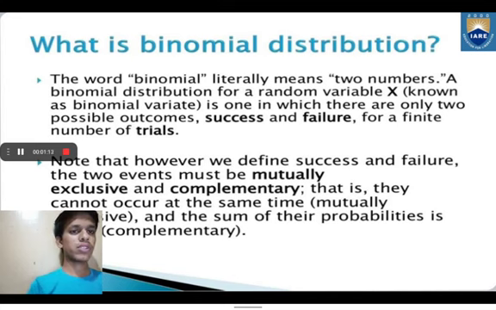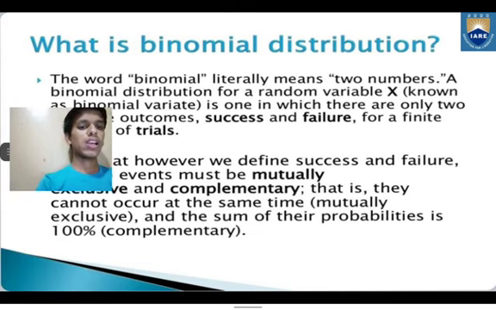So what is binomial distribution? The word binomial literally means two numbers. A binomial distribution for a random variable x, known as binomial variate, is one in which there are only two possible outcomes, success and failure, for a finite number of trials. Note that however we define success and failure, the two events must be mutually exclusive and complementary. That is, they cannot occur at the same time, mutually exclusive, and the sum of the probabilities is 100%. That is complementary.